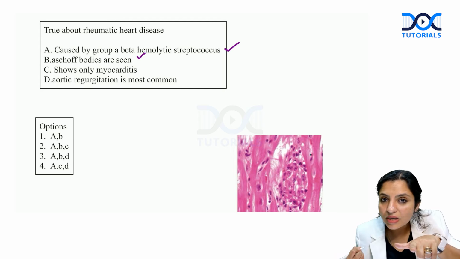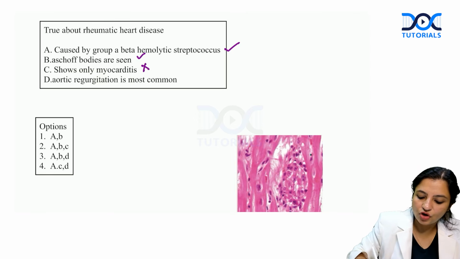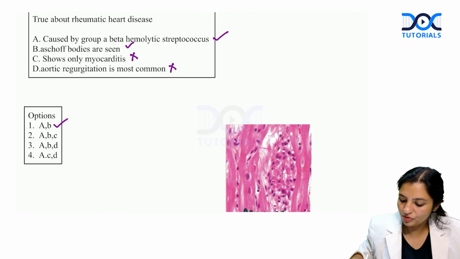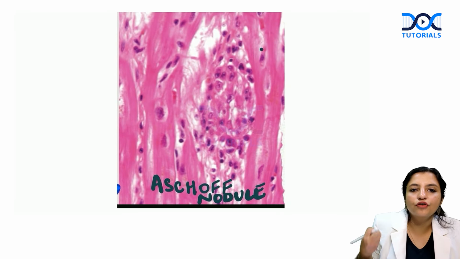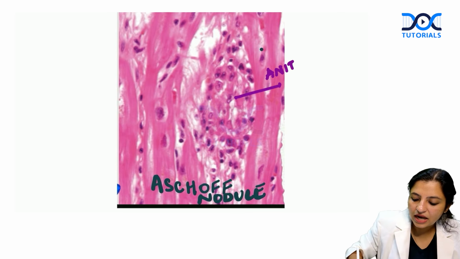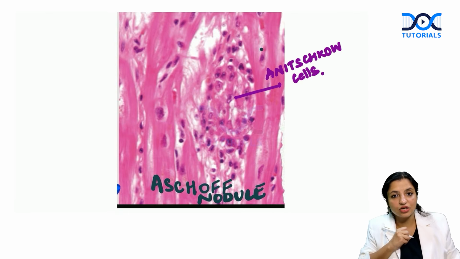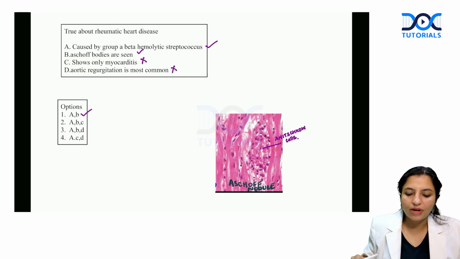Remember bread and butter pericarditis? Yes. So it's not there. The most common valve is the mitral valve, not the aortic valve. So the answer to this is A and B, and I hope you remember this. These are typical Aschoff nodules, nothing but a collection of macrophages. Activated macrophages here are called Anitschkow cells, right? And they can fuse to form giant cells, and this is a very characteristic hallmark of rheumatic heart disease. Okay, so that was about rheumatic heart disease.